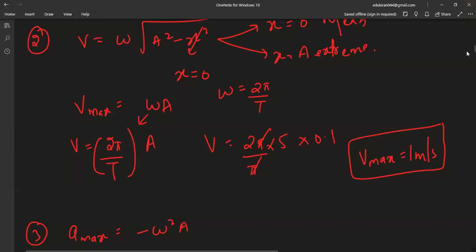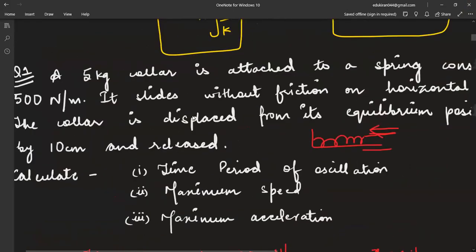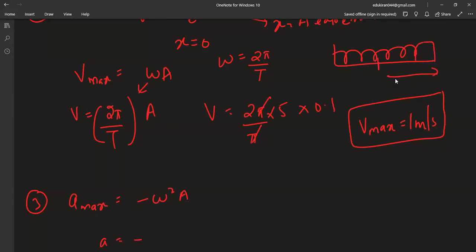What is the amplitude mentioned in the question? That is maximum displacement from the mean position. This is given as 10 centimeters, which is 0.1 meters. So we'll consider the displacement as amplitude. Yes, for spring mass system, that's what I was saying. For us, the amplitude will be the separation from the mean position only, because every time we cannot have this pendulum system.